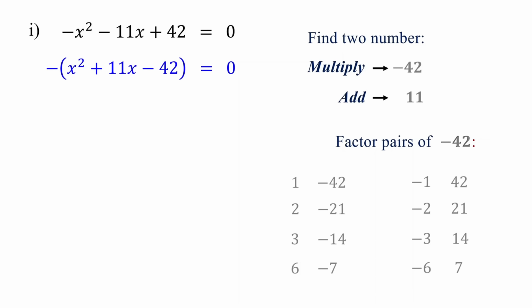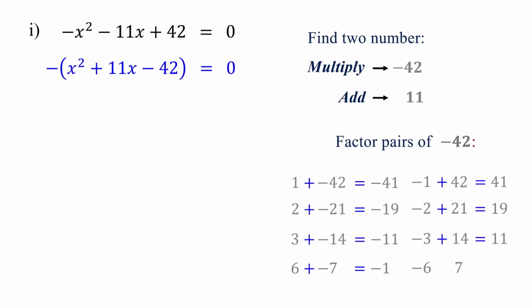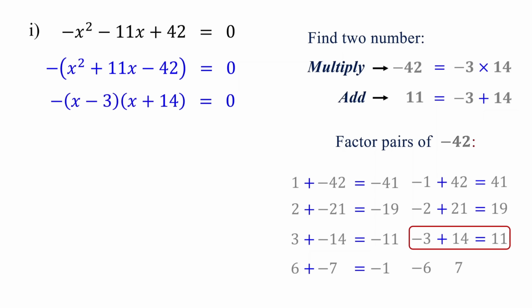Now, all these pairs multiply to give negative 42, but only one of them adds up to 11. Which one is it? It is only negative 3 and 14, right? Therefore, these are the two numbers we are looking for, and the expression inside the parentheses can be factored as x minus 3 times x plus 14.